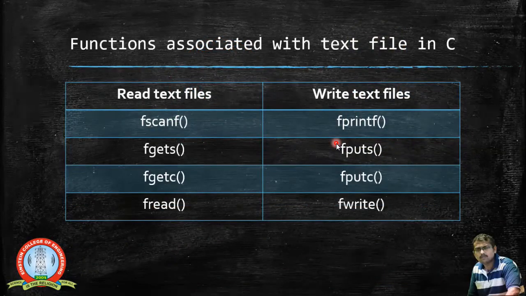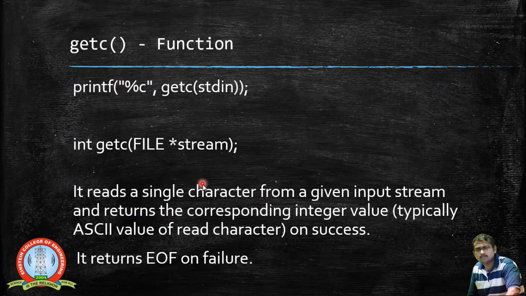Just a recap of all the functions: we have fscanf, fprintf, fgets, fputs, fgetc, fputc, fread, and then fwrite. Those are the functions associated with text files in C programming. Now, one of the important functions when you are going to read a file is getc.